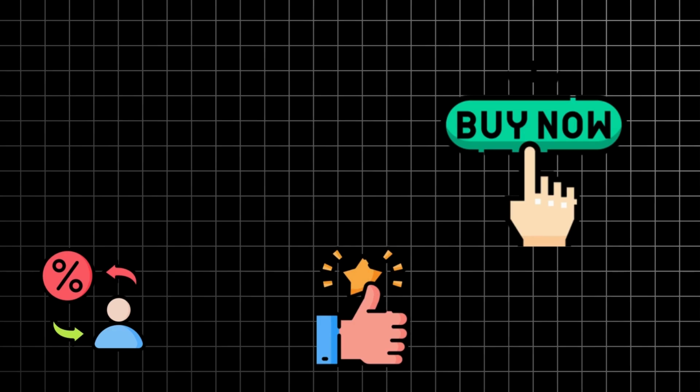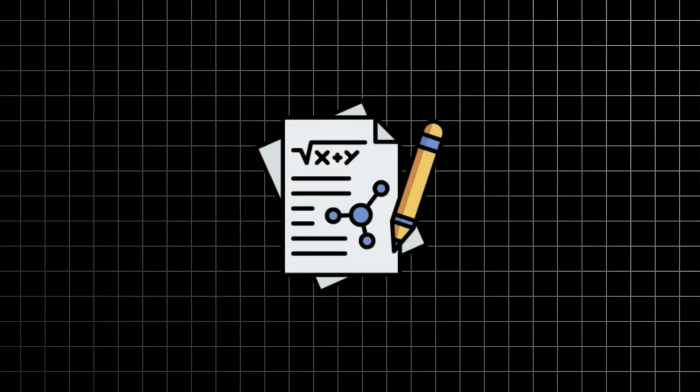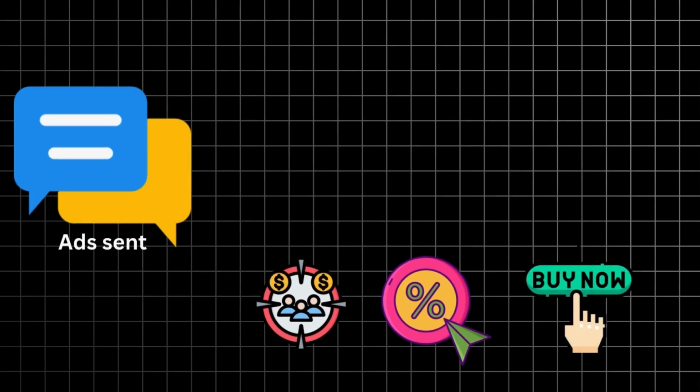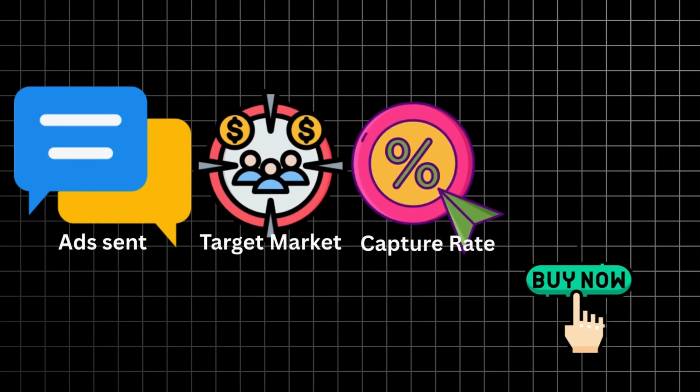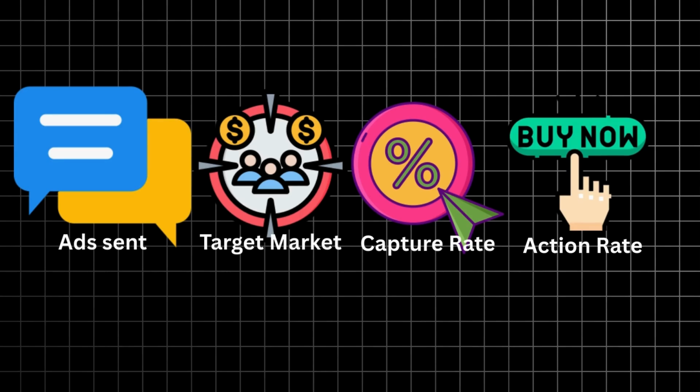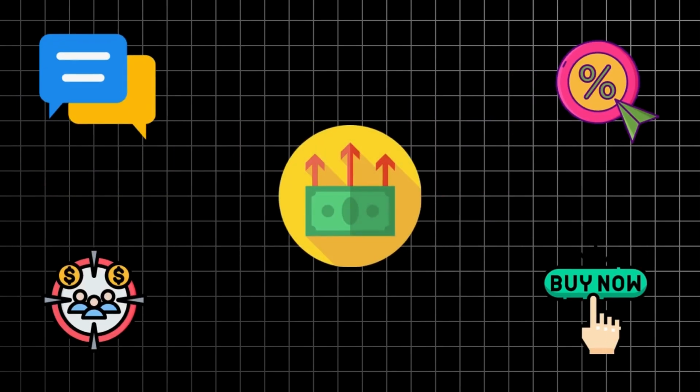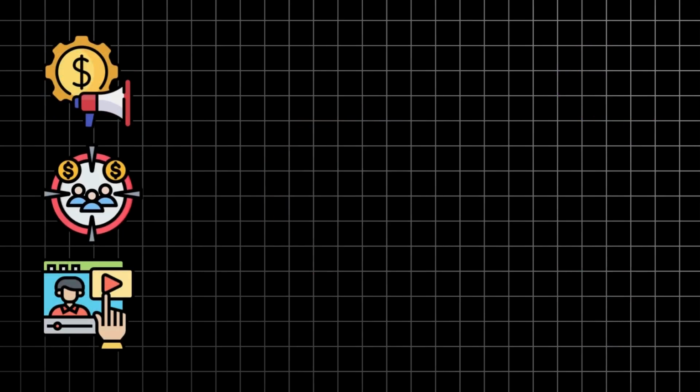So how do you figure it out? There's a simple formula. It's based on the number of advertising messages sent, your target market size, your capture rate, which is how many people engage, your action rate, how many actually buy or sign up, and the average amount they spend.